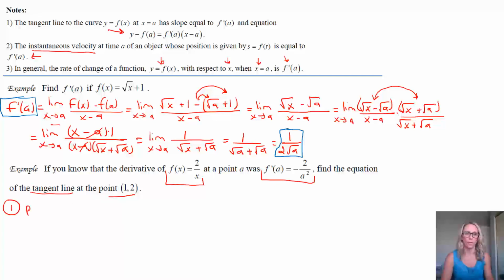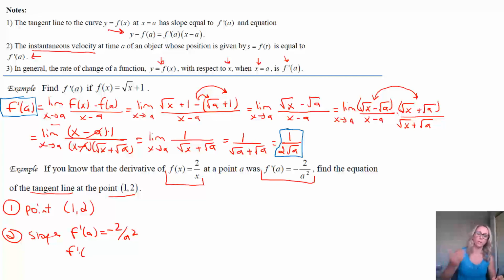We've already done this. We need 2 things to find the equation of any line. We have a point that we need, staring us right in the face. And we also need the slope. But the slope was already found for us because that is the derivative. So we have f prime of a equaling negative 2 over a squared. We know that a is the x value of our point, and that is 1. So all we need to do is plug in 1 and evaluate it. So we have negative 2 over 1 squared. We get negative 2.